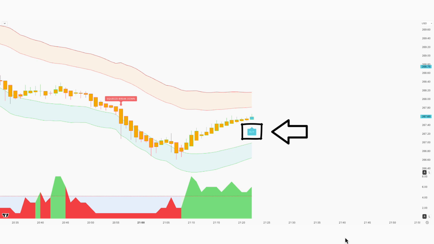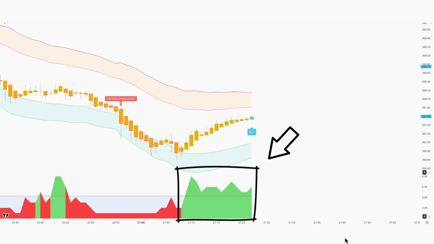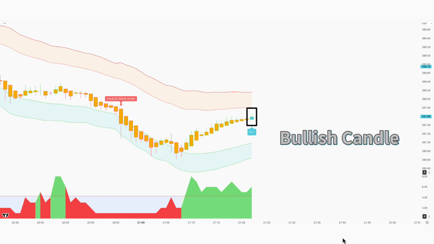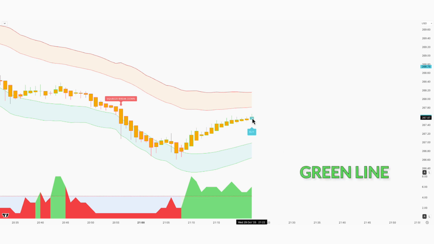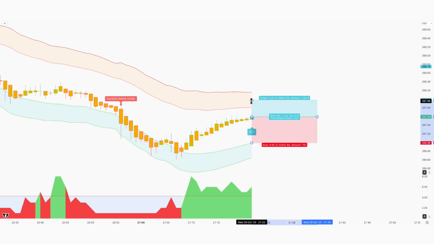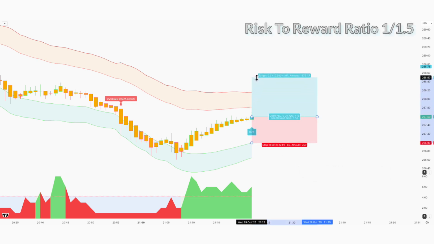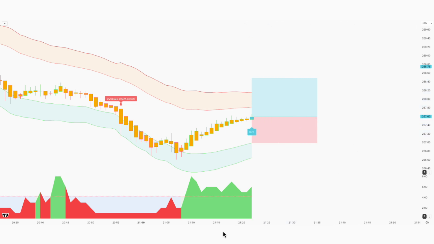When the Q-trend arrow of this indicator is a strong buy signal, the Horcrux oscillator should be a green area, and the market forms a bullish candle. If this condition is fulfilled, then we will place a buy order. Our stop loss is to be placed at the green line, and the risk to reward ratio will be 1:1.5.